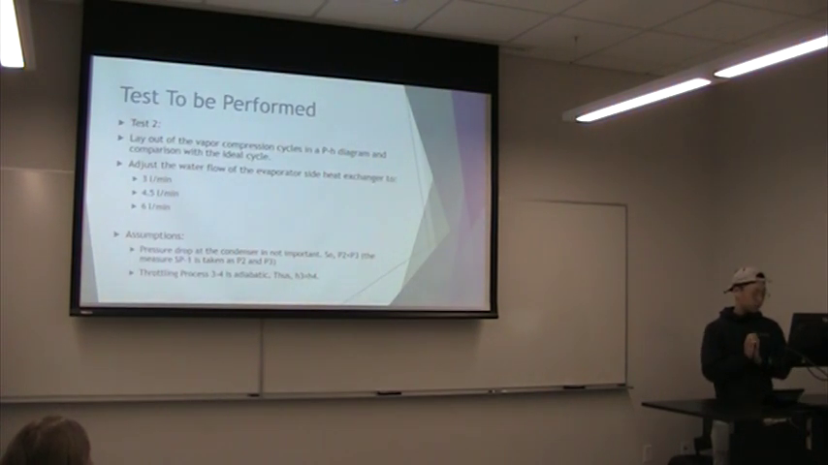Test 2, this one is a similar process as in test 1, but the thing we'll be doing is comparing the data that we get to a pH diagram, or our ideal pH diagram, and then we'll be changing the flow rates to 3 different sets. The first one, 3 liters per minute, 4.5 liters per minute, and 6 liters per minute.